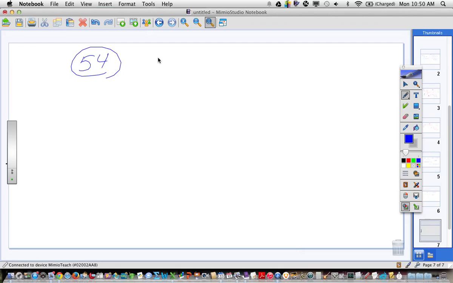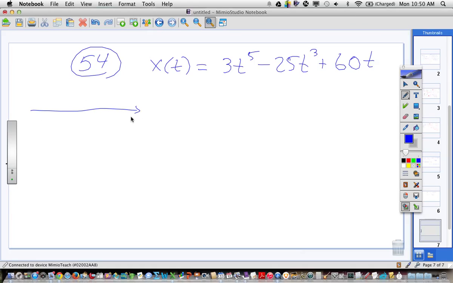But 54 is one that asks about position. This is the first time you're seeing this. And what was this? It was 3t to the fifth minus 25t cubed plus 60t. Now I just want to explain this briefly. What it says is you have a particle that is moving on the x-axis.